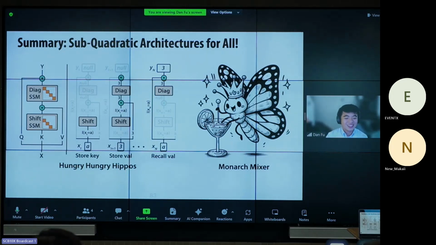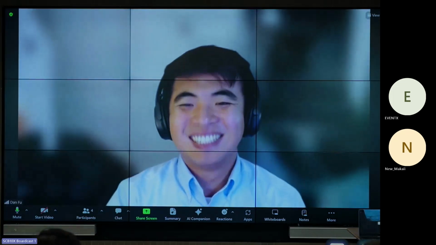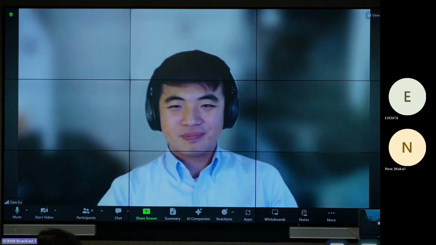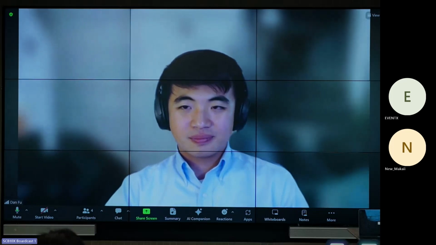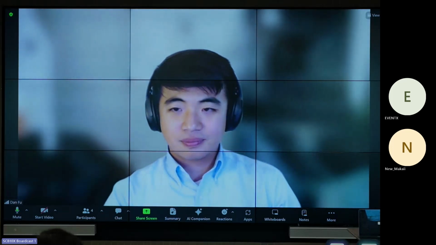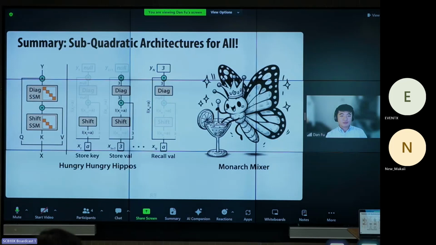First of all, where do the names come from, the Hungry Hungry Hippos and the Monarch Mixer? And a couple of questions. The first one is: are you saying that these SSM architectures will be replacing attention someday? And if so, when do you expect that? And the second one is, I kind of understand roughly that this Monarch Mixer is a better way to go, but I haven't got a clear view of what it actually is, how does it look? Thank you.